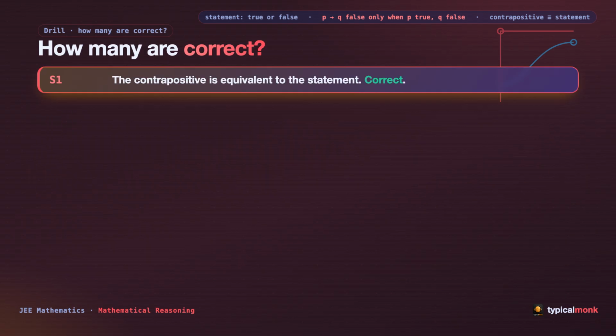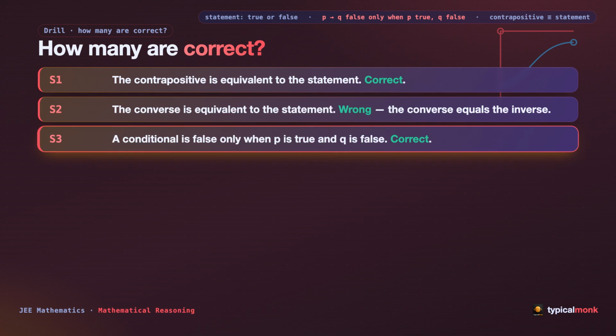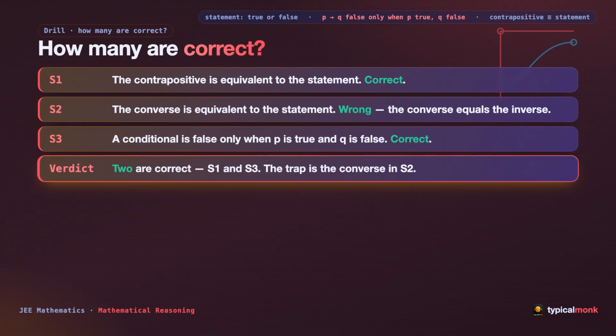Now, how many of these statements are correct? Statement 1: the contrapositive is equivalent to the statement. Correct. Statement 2: the converse is equivalent to the statement. Wrong. The converse is equivalent to the inverse, not the statement. Statement 3: a conditional is false only when P is true and Q is false. Correct. So the answer is 2 are correct, statements 1 and 3. The trap is the converse in statement 2.